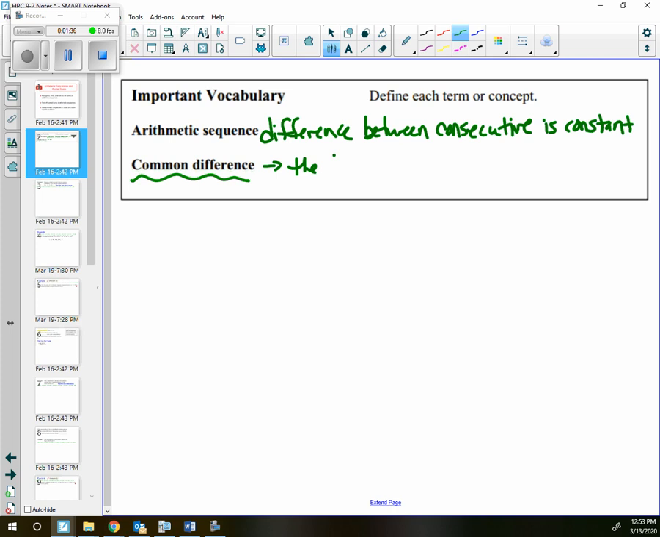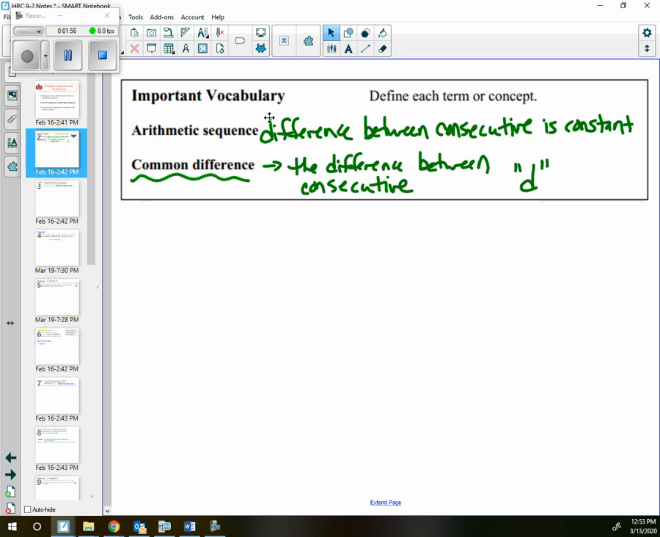So the common difference is that actual calculation: the difference between consecutive terms. Anytime you look at a sequence and the difference between consecutive terms is constant all the way through, that is what we call arithmetic. The letter we use for the common difference is d. So if you see people talking about the d value, it's the common difference.